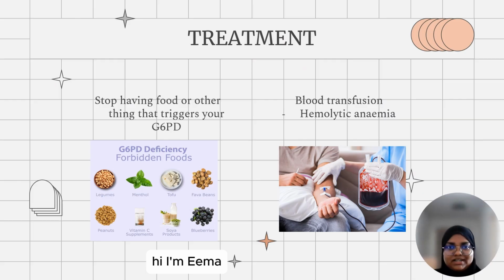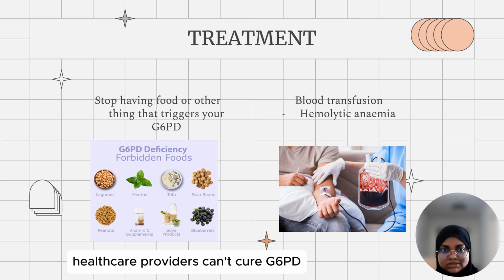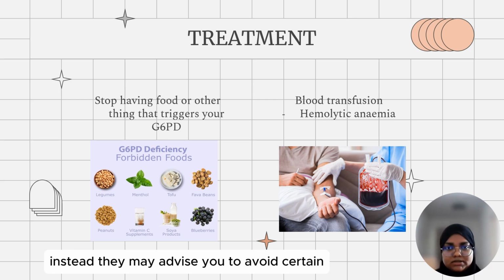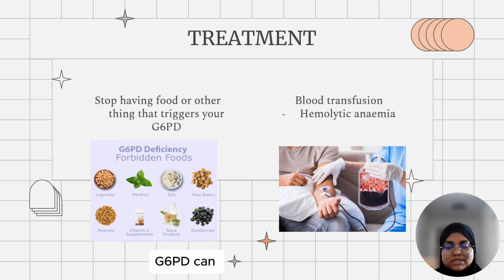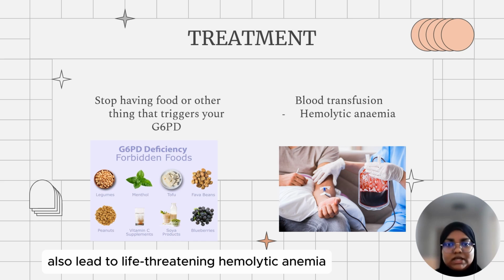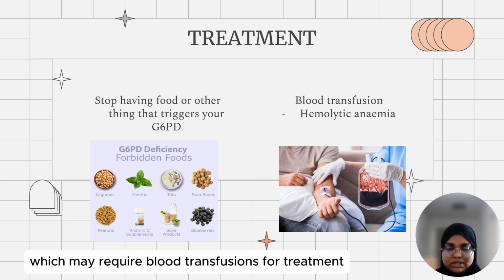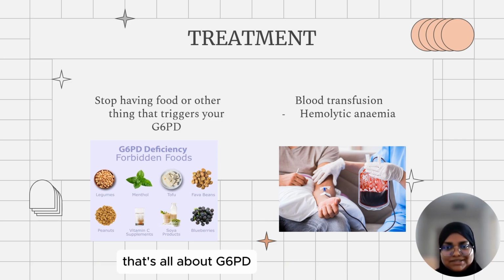Hi, I'm Ima and I'm going to talk about the treatment for G6PD deficiency. Since this is a genetic disorder, healthcare providers can't cure G6PD deficiency. In fact, they may advise you to avoid certain foods and medications that could trigger symptoms. G6PD deficiency can also lead to life-threatening hemolytic anemia, which may require a blood transfusion for treatment. That's all about G6PD deficiency. Thanks for listening.